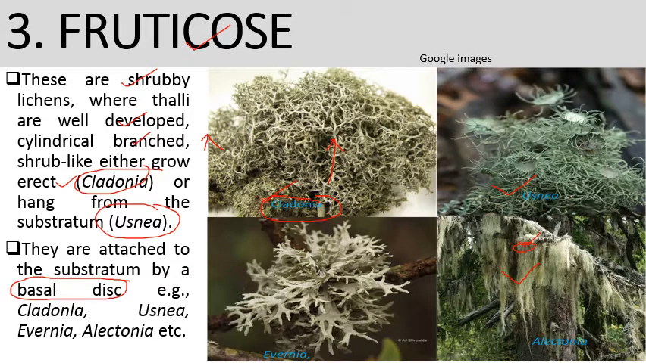The next is Usnea, then Evernia, and finally Alectoria. This is Evernia, and there are some other lichens like Ramalina. These are most commonly used in making perfumes and havan samagri.